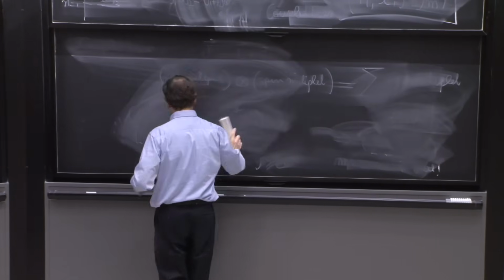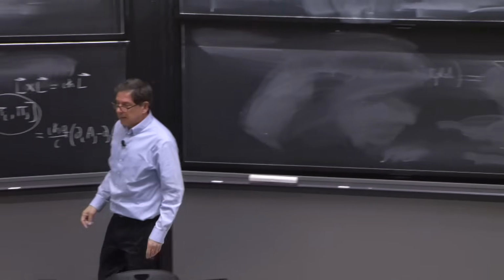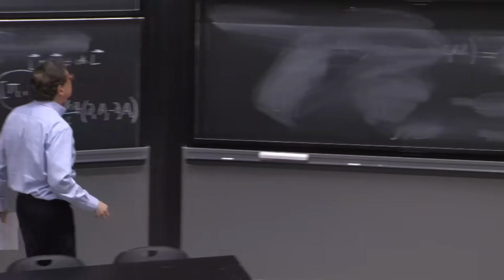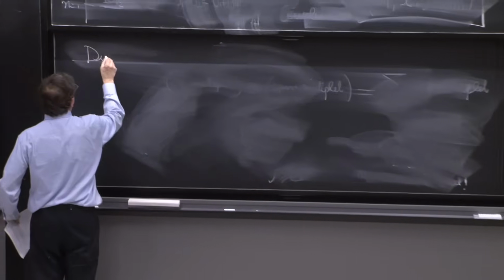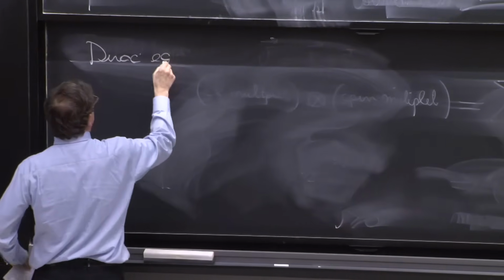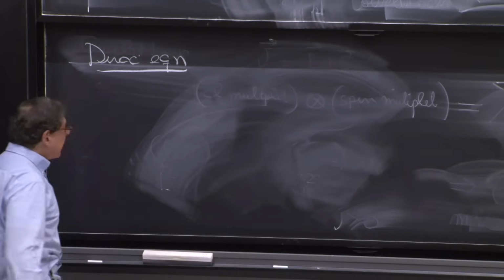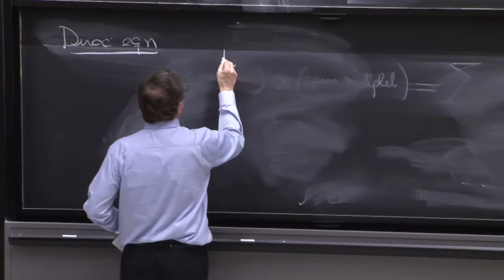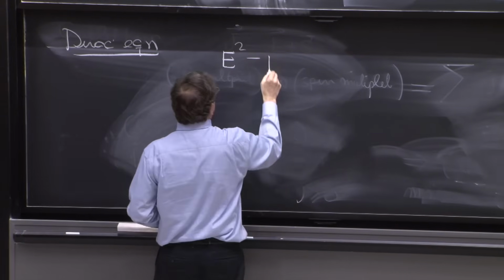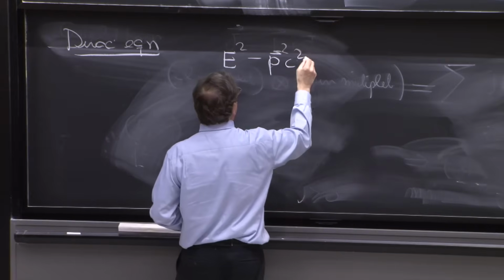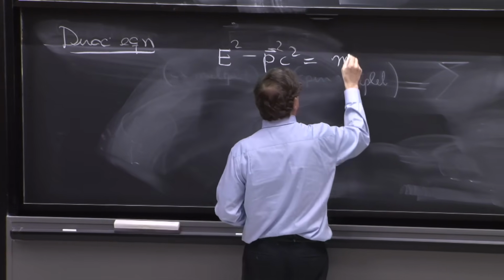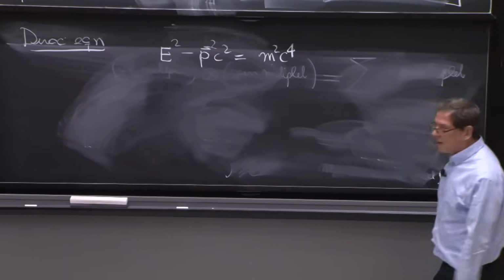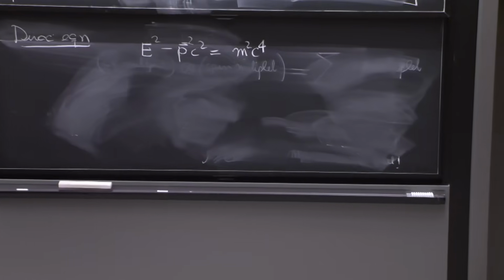And there may be some of that done in recitation. So we're going to discuss now the Dirac equation. The Dirac equation begins with the observation that we have E squared minus p squared c squared for a free particle is m squared c to the fourth. This is the dispersion relation that relates E and p for any particle.